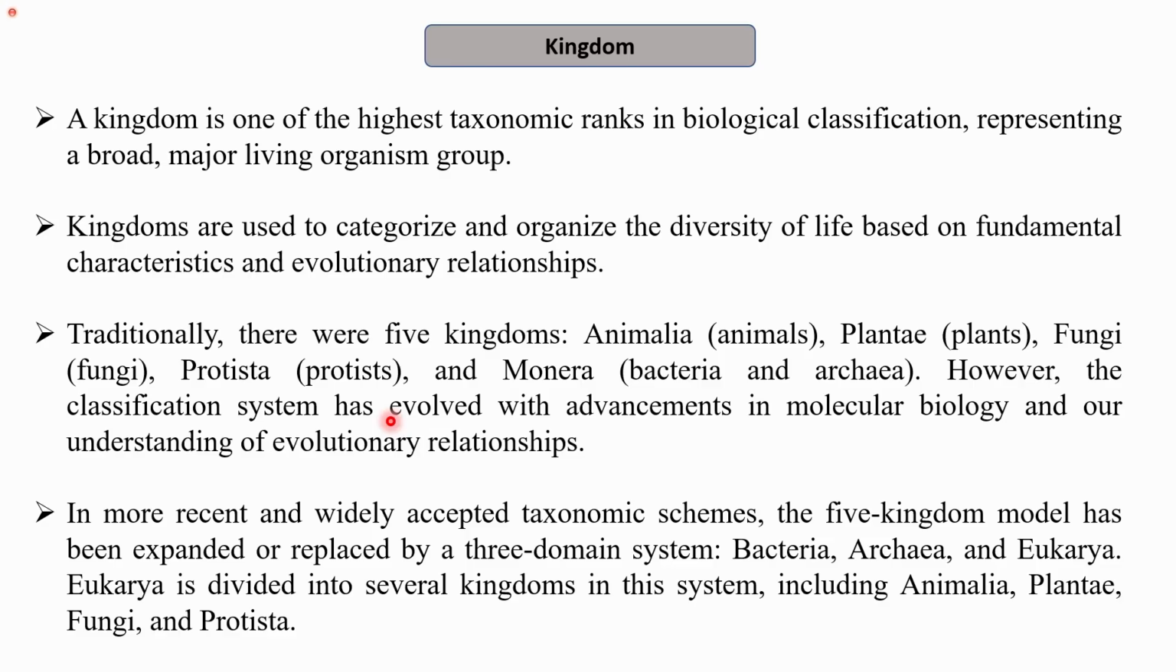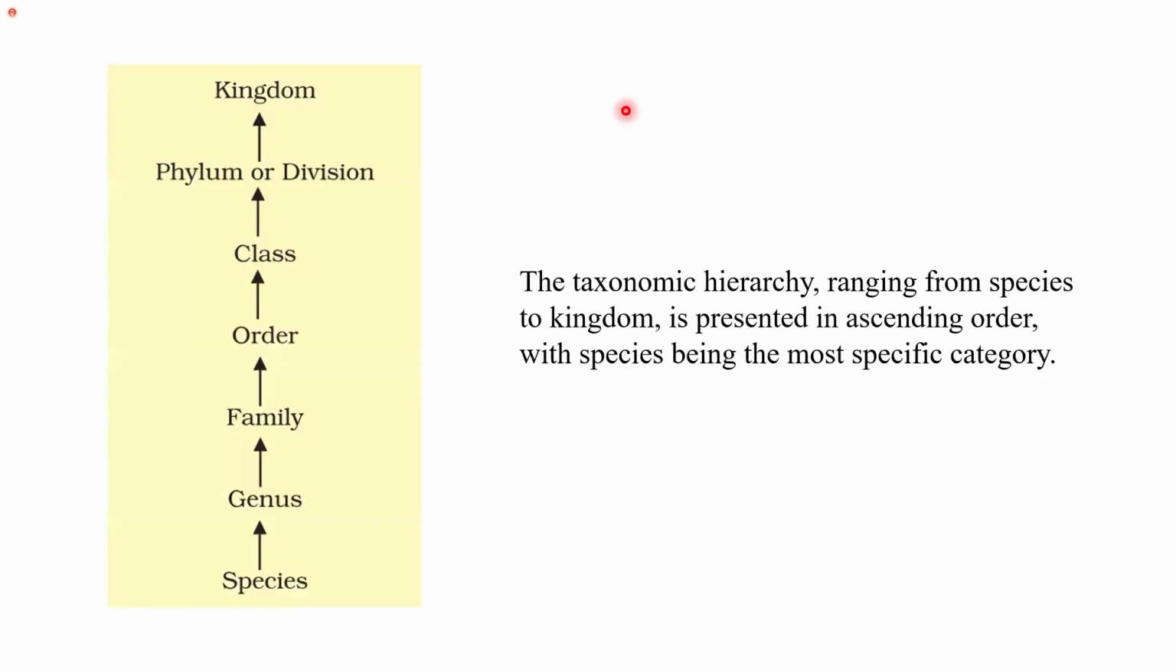So we get to know about different taxonomic categories like kingdom, division, which is also known as phylum, class, order, family, genus, and species. KDCOFGS. KDCOFGS. As we move towards the higher taxonomic categories, the number of shared characteristics becomes fewer. And as we move towards the species level, which is the lowest, this ranges from the species to the kingdom, and it has been represented in ascending order, that is from the lowest, which is the species, to the highest, which is the kingdom.